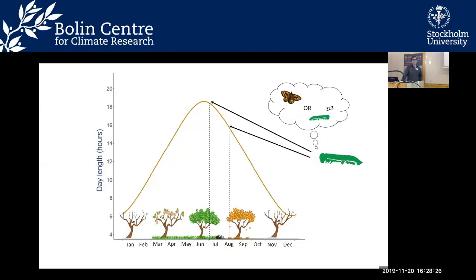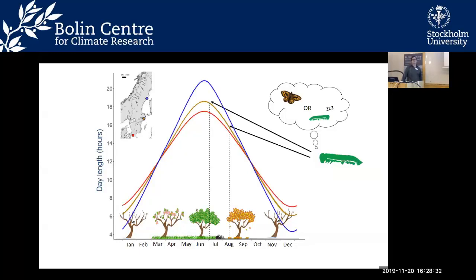So what does this have to do with the range expansions and shifts? Well, day lengths are different at different latitudes. The day length that means early July in Stockholm will mean maybe late July in Umeå. And this is something that the expanding species will have to adapt to when they move northwards.